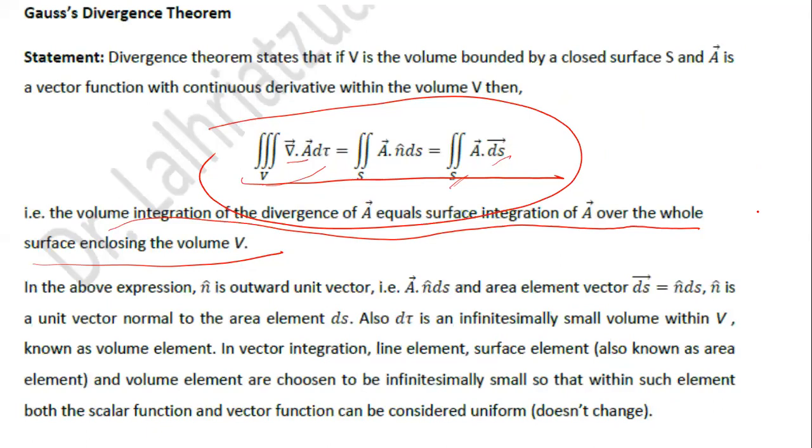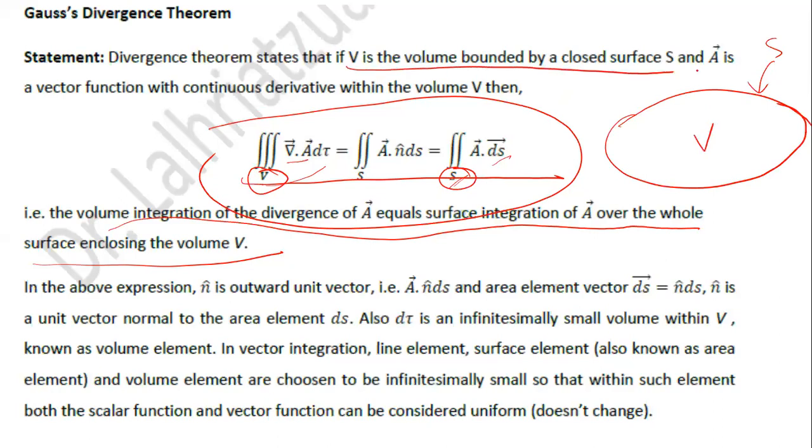And here in this Gauss divergence theorem, V is the volume enclosed by the surface S. So if you have a closed surface S, V is the total volume enclosed. V is the volume bounded by a closed surface S, right?